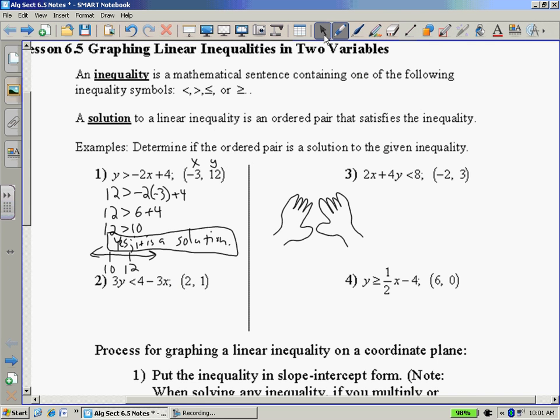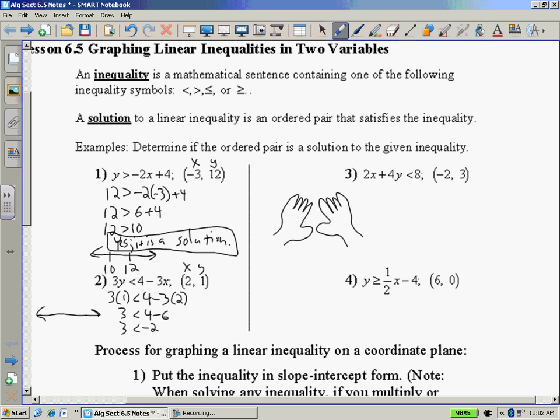Okay, let's try another one. Again, I'm going to label x and y. I'm going to plug in y, so 3 times 1 is less than 4 minus 3 times 2. So it means 3 is less than 4 minus 6. 3 is less than negative 2.